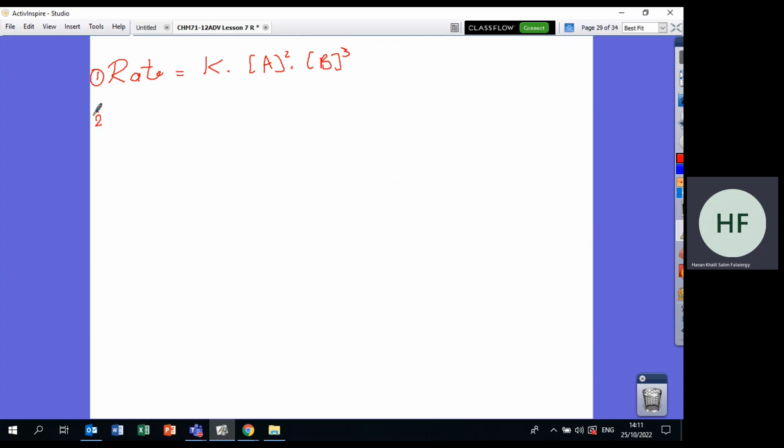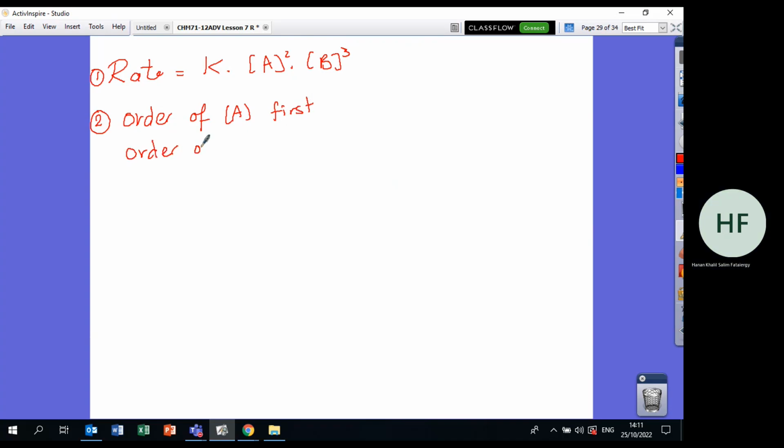Okay? In the second type of question, they will say for you the order of A is first, and the order of B is second, and then you have to write the rate law.